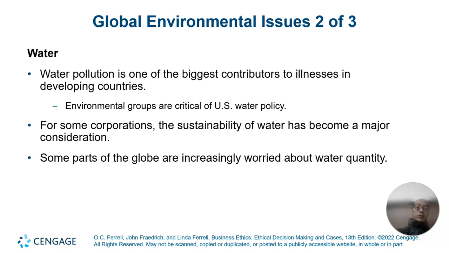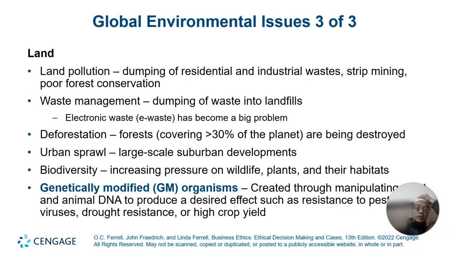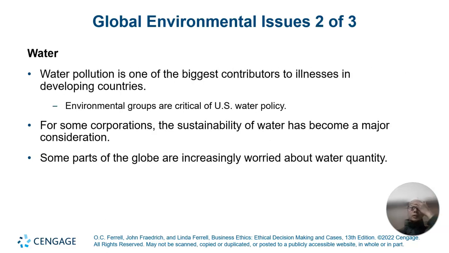Environment groups are very critical of U.S. water policy. For some corporations, the sustainability of water has become a major consideration. Corporations have started to be concerned with sustainability of water. Some parts of the globe are increasingly worried about water quantity. So not only the quality of water, but the quantity of quality water. On one hand, the water is polluted. On the other hand, there's even insufficient water. And there are droughts or water wastage.